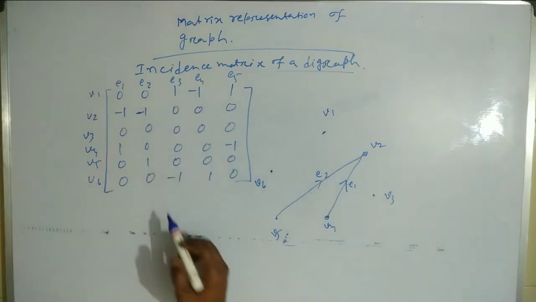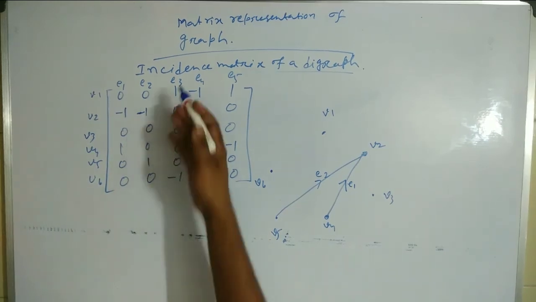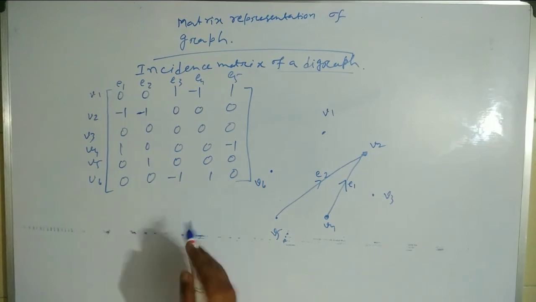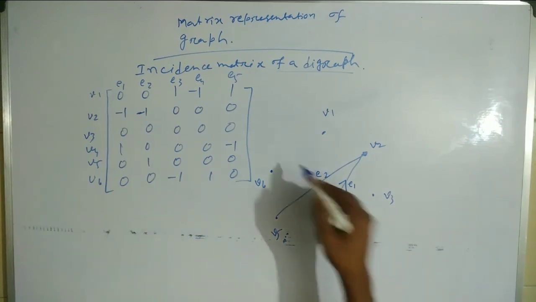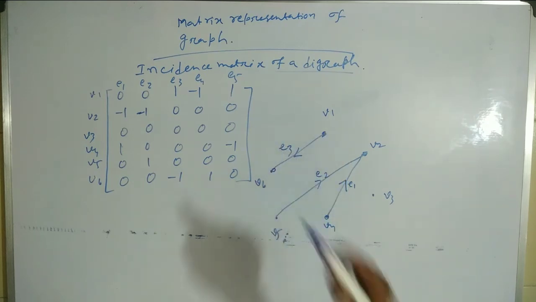Now E3 is going from V1 to V6. +1 means going out from V1 and -1 means going into V6. That is V1 to V6. Direction is this, and the name of this edge is E3.